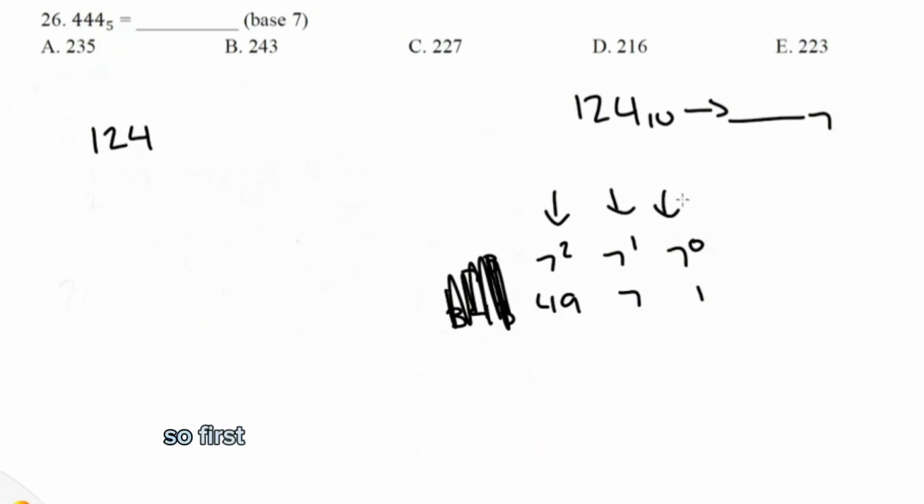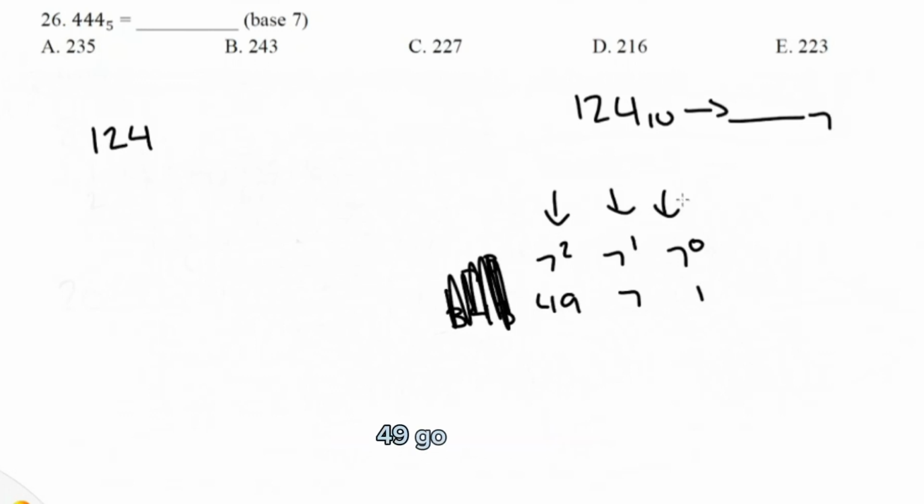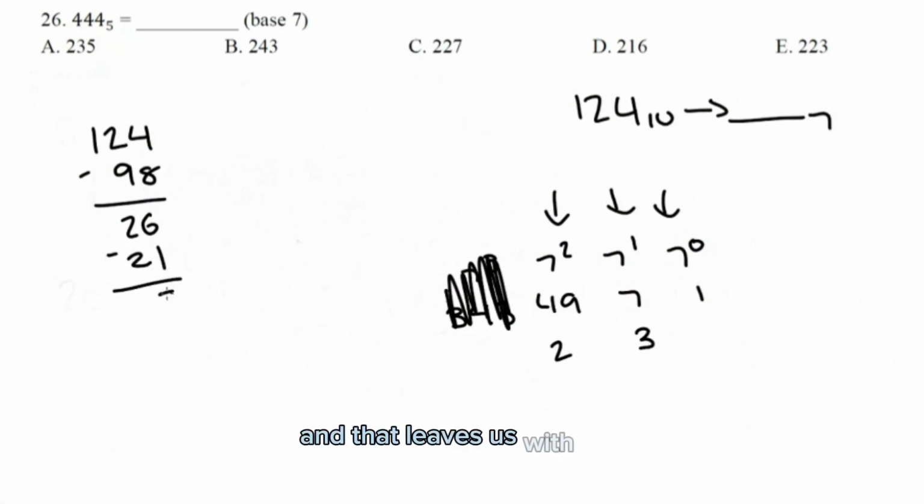Let's do it. So first, we're going to start off with 7 squared, or 49. How many times does 49 go into 124? The answer is 2. 49 times 2 is 98. So we're going to write a 2 here and subtract 98 from 124. 124 minus 98 is 26. Alright, now, how many times does 7 go into 26? 7 goes into 26 3 times because 7 times 3 is 21. So we're going to write 3 there and subtract 21. And that leaves us with 5.